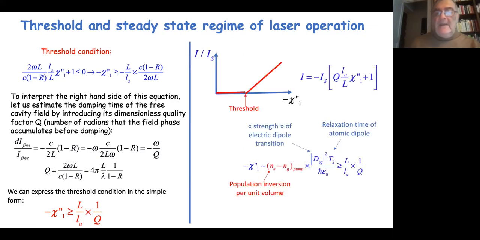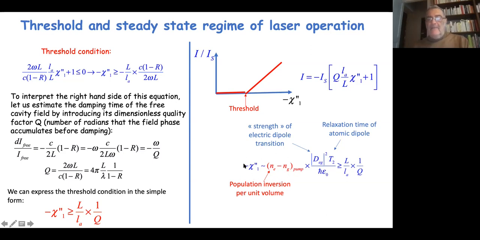And you see here how the intensity varies with minus chi double prime 1. What happens if you have minus chi double prime 1 smaller than this condition? The laser is below threshold, and above threshold, the intensity of the laser increases proportionally to minus chi double prime 1. So you have a variation with a threshold, and then you have the laser action taking place.